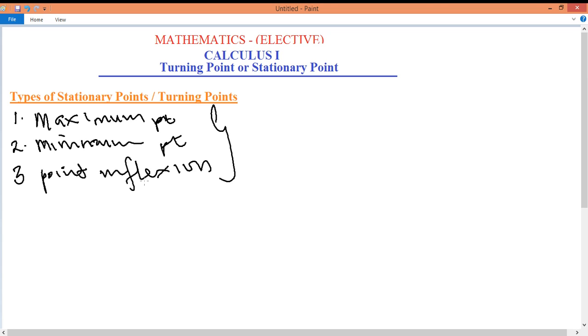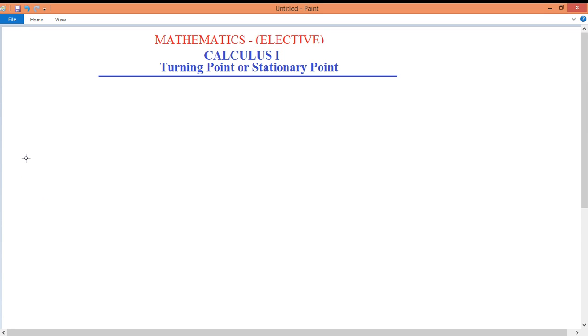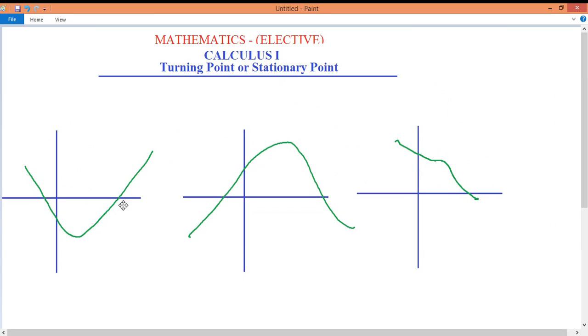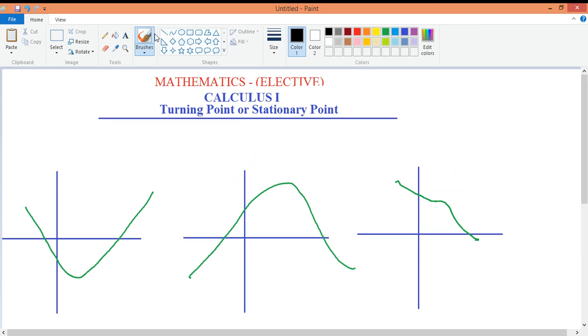We are going to illustrate them graphically to know how a maximum point should look, how a minimum point should look, and how a point of inflection should look. So let's look at these graphs that illustrate the three examples of turning points. Let me call the first graph graph A, the second one graph B, the last one graph C.